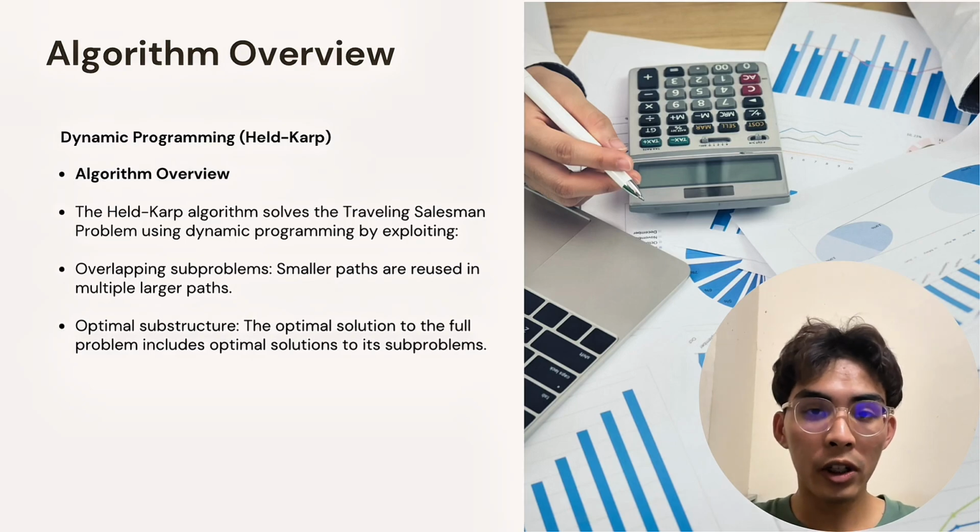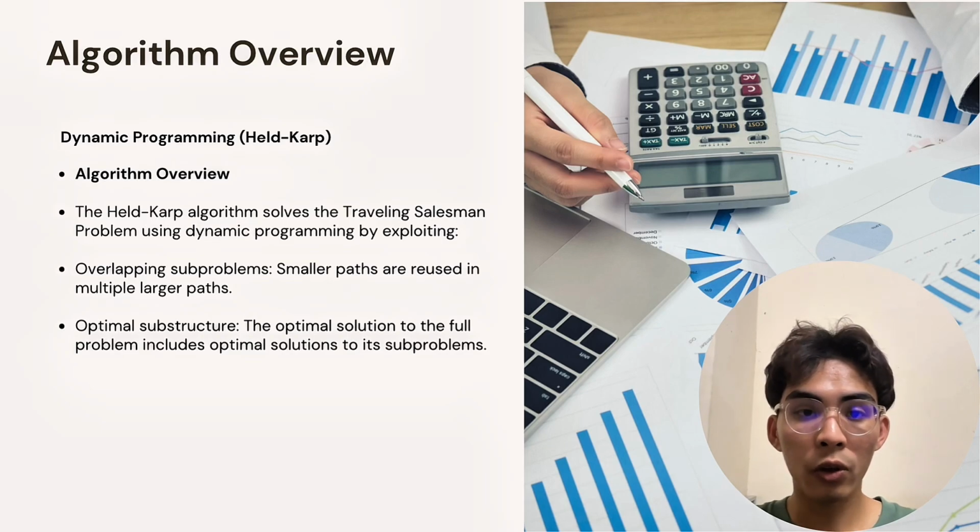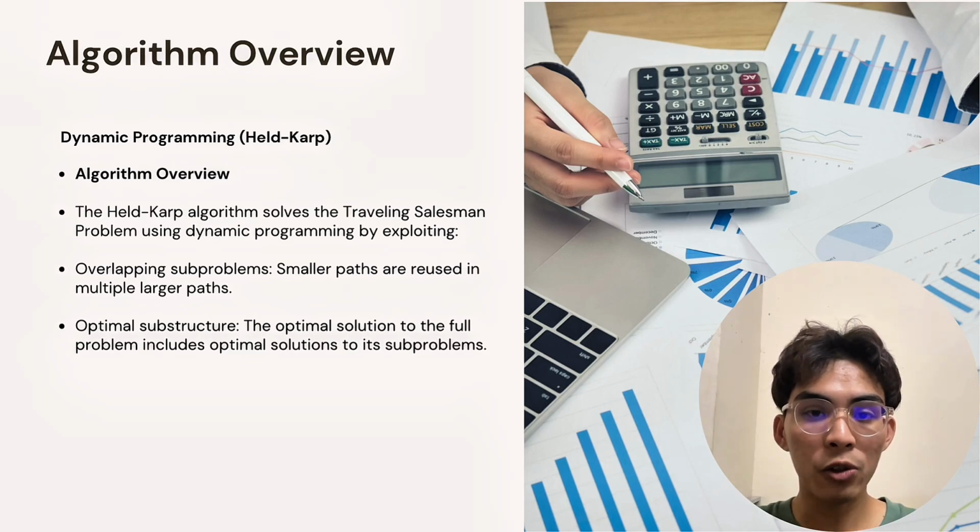So I present the algorithm overview, which is Held-Karp. The Held-Karp algorithm solves the traveling salesman problem using dynamic programming. It's powerful because it takes advantage of 2 key ideas. First is overlapping subproblems, where the same smaller routes are reused in different parts instead of recalculating them. The algorithm saves and reuses the results.